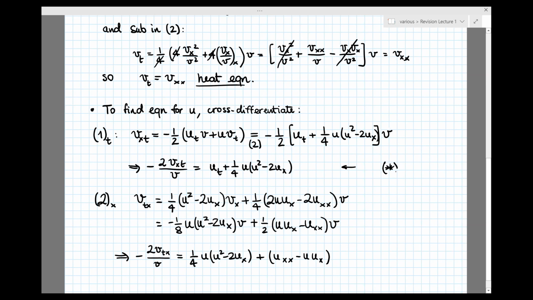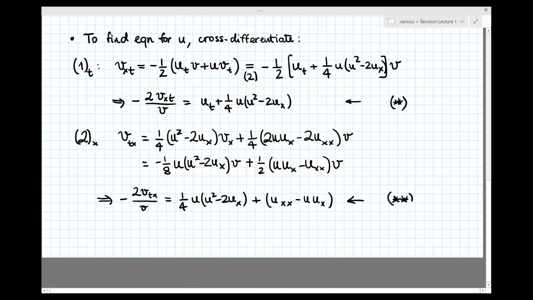Okay, so now I will compare the two equations that I call star and double star. So the left-hand sides are the same, so compare.